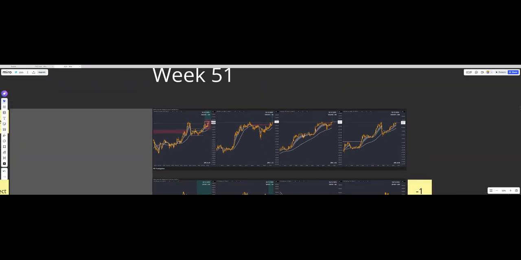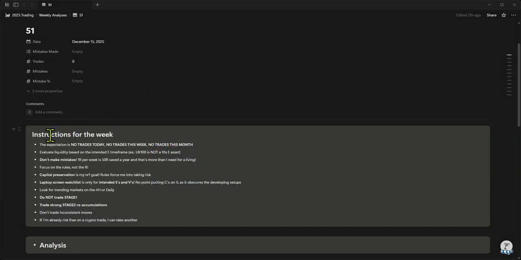I do have some trades here. Let's check it out. But before I do so, I want to check out these instructions once again. I haven't read them in a while, to be honest, because I felt like I have everything well ingrained already. But there's nothing wrong with checking out your own rules every now and then. So the expectation is no trades today, no trades this week, and no trades this month.